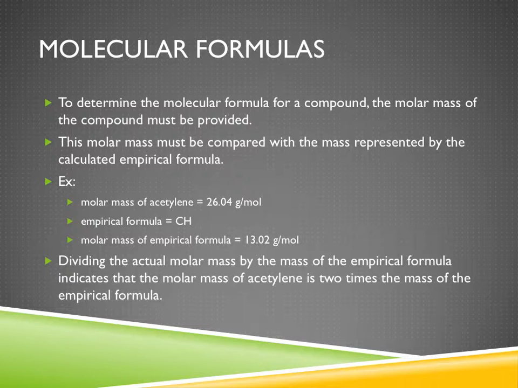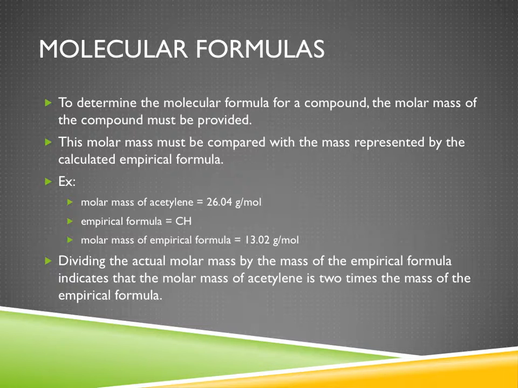So to determine the molecular formula for a compound, the molar mass of that compound actually has to be given to you in the problem, or found in lab. This molar mass must then be compared with the mass represented by the calculated empirical formula. All right, so what do I mean by that?